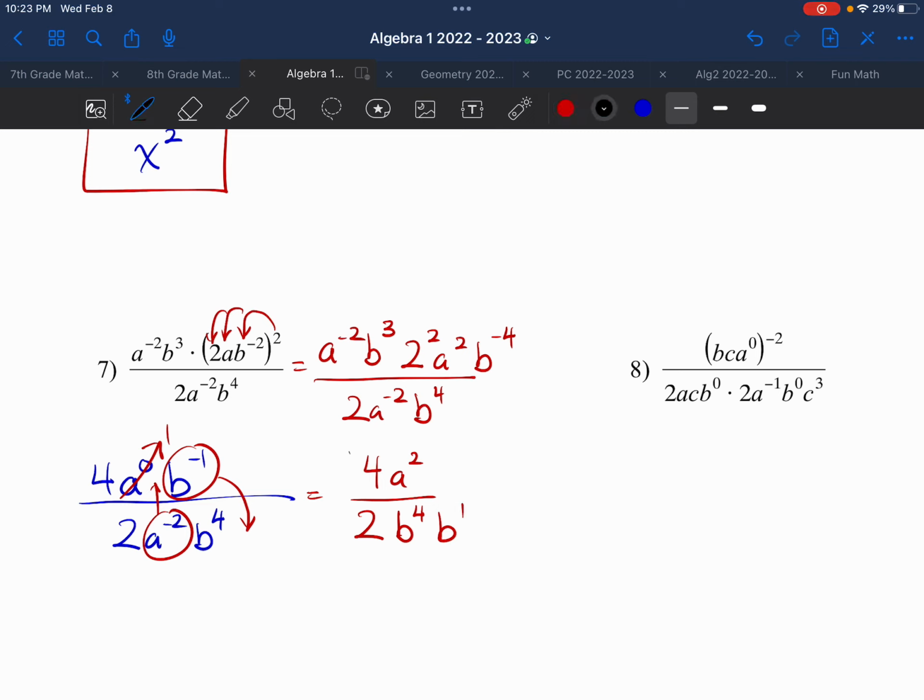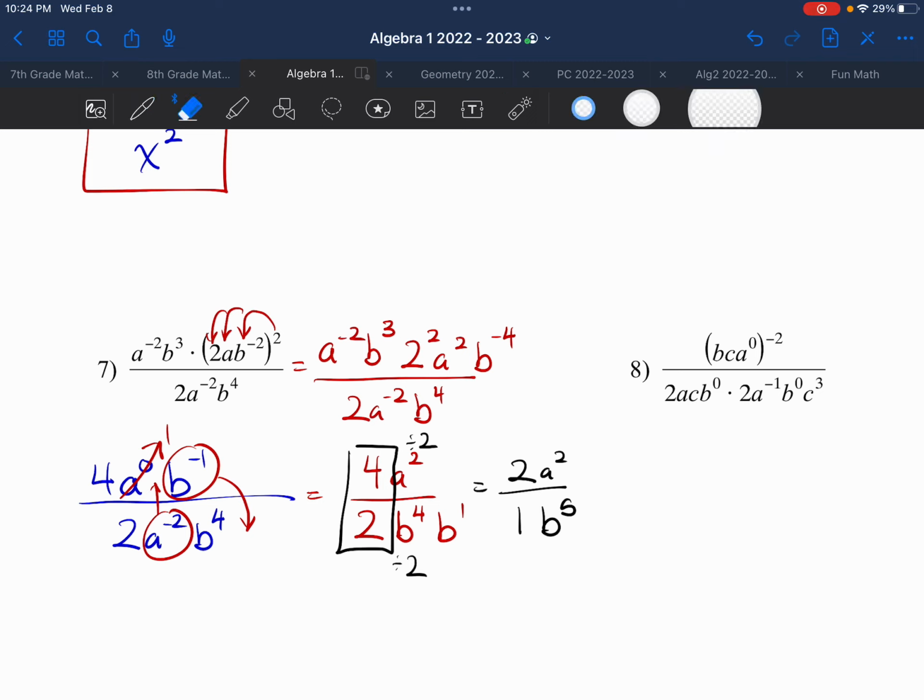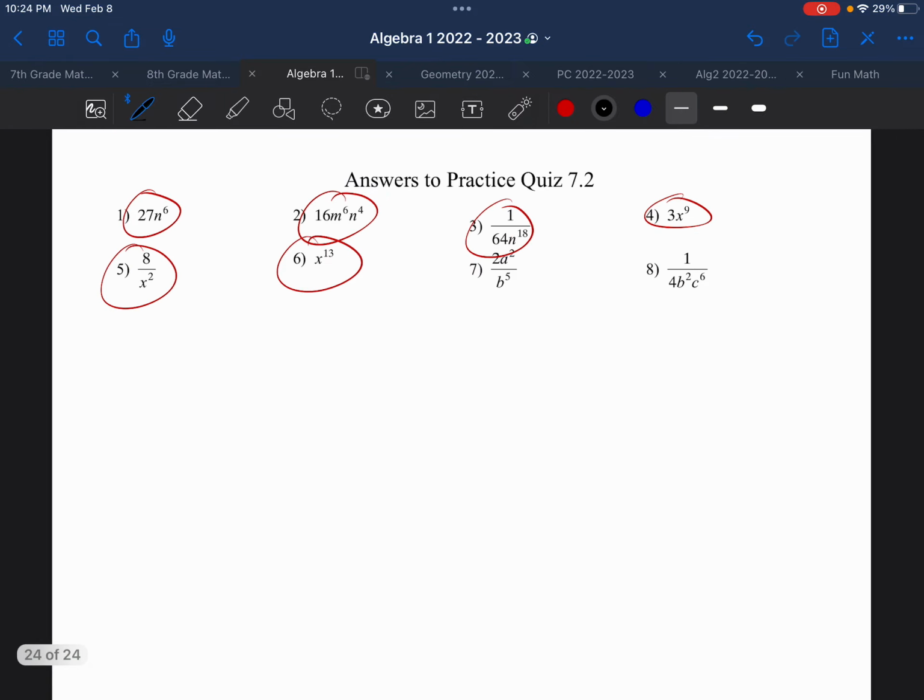All right, I can also reduce 4 over 2 right now. I can divide the top by 2, divide the bottom by 2, and this is going to be 2 over 1. And finally, I can add these powers because I have multiplication with the same bases. 4 plus 1 is 5. This can be b to the power of 5, and don't forget our a to the power of 2 in the numerator. We don't really write a coefficient of 1, so I'm going to go ahead and erase that one right now, and that should be our final answer: 2a squared over b to the power of 5 for number 7.